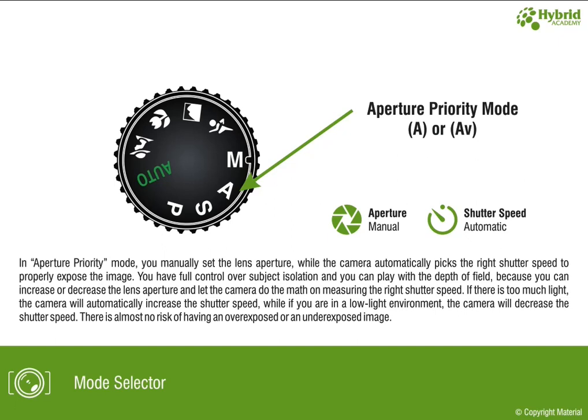If there is too much light, the camera will automatically increase the shutter speed, while if we are in a low light environment, the camera will decrease the shutter speed. With this mode, there is almost no risk of having an overexposed or underexposed image.